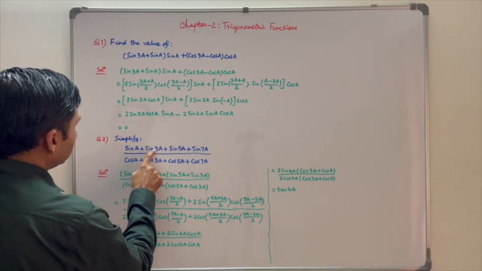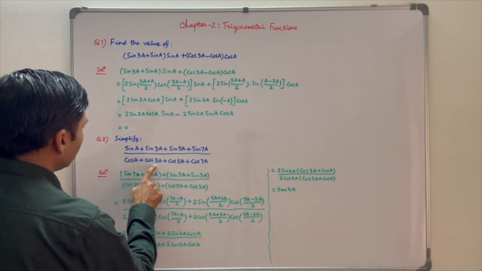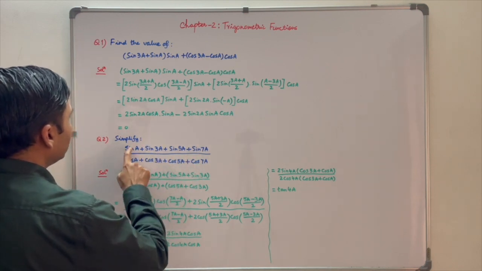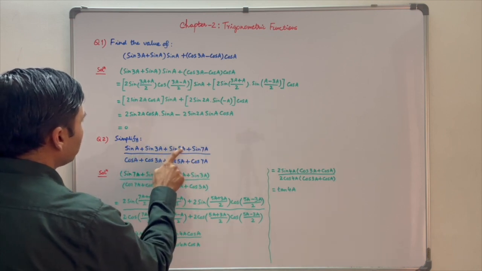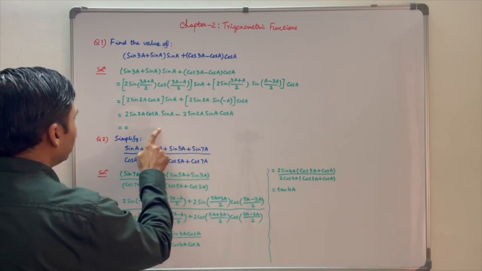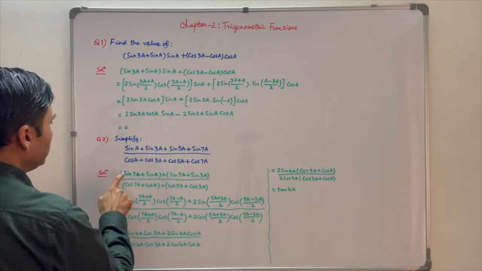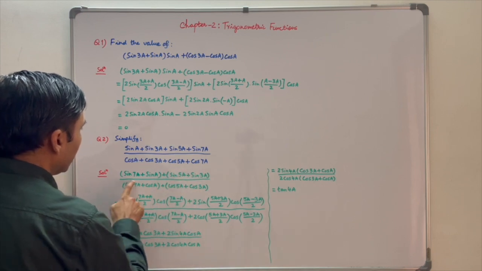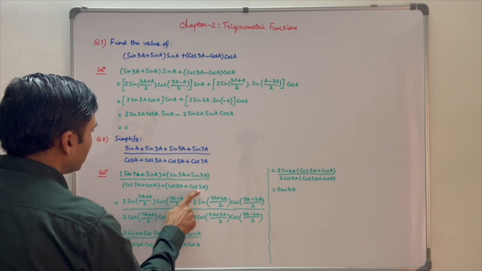Second question, simplify: (sin a + sin 3a + sin 5a + sin 7a) upon (cos a + cos 3a + cos 5a + cos 7a). Here we need to pair up terms. If you add 7a to a, it will be 8a. If you add 5a to 3a, it will be 8a. So we need to pair up sin 7a with sin a and sin 5a with sin 3a. So it will be (sin 7a + sin a + sin 5a + sin 3a) upon (cos 7a + cos a + cos 5a + cos 3a).